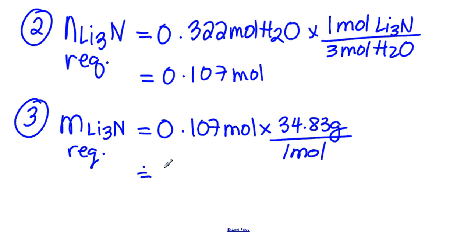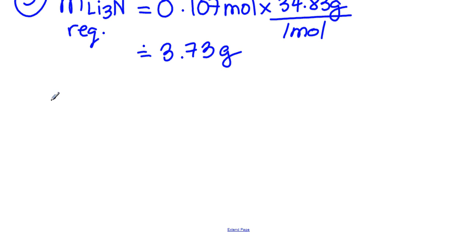And if we round to significant digits, you should get about 3.73 grams. So this number here says if I want to use up all of the water, all of the 5.80 grams, I only need 3.73 grams of lithium nitride. That's what that means. Let's make a reference to this.